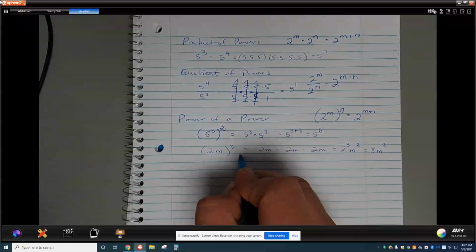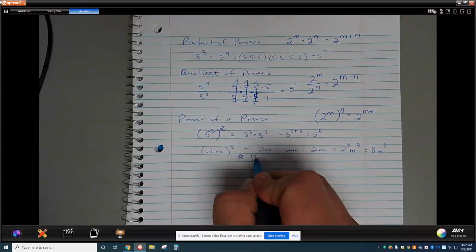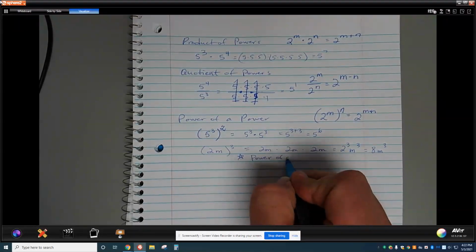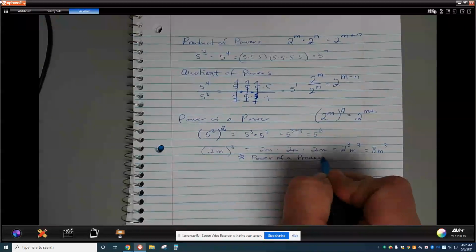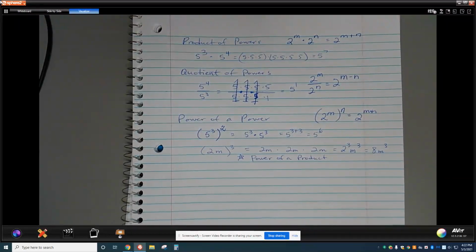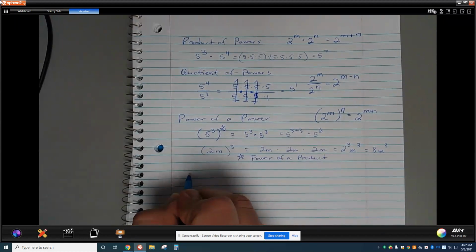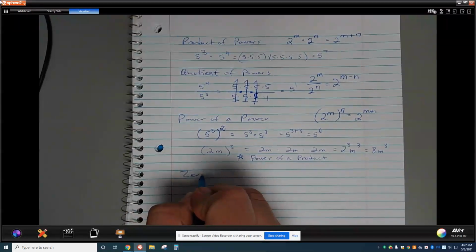This one right here is a little bit different. This is what we call the power of a product. This one was not mentioned much in this Unit 7, but it is something that you need to be aware of. The next thing we talked about was the 0 power.